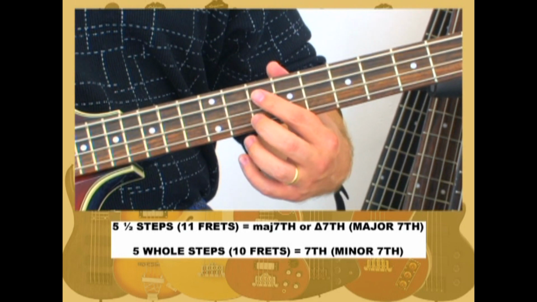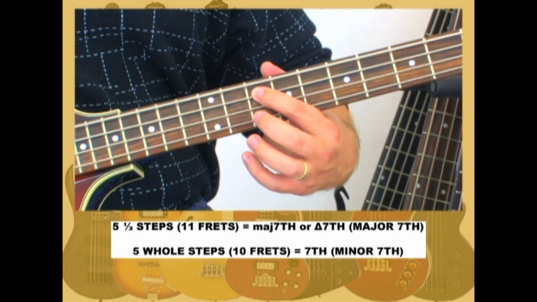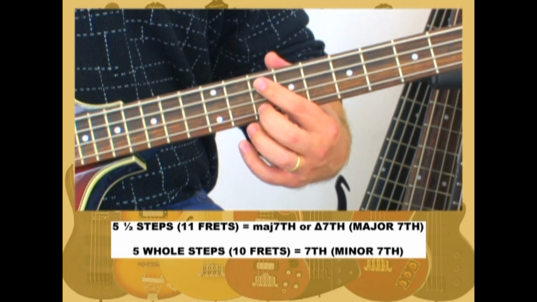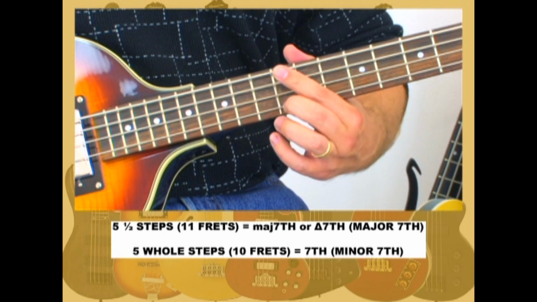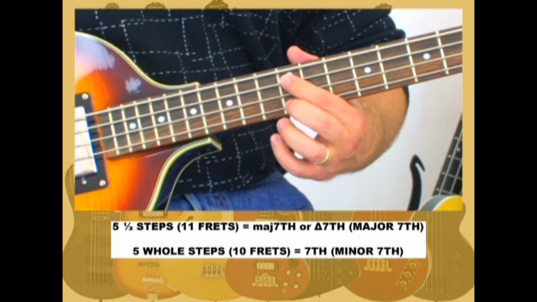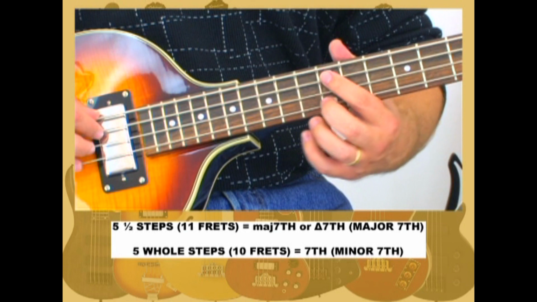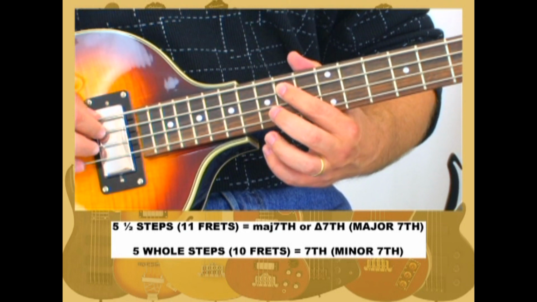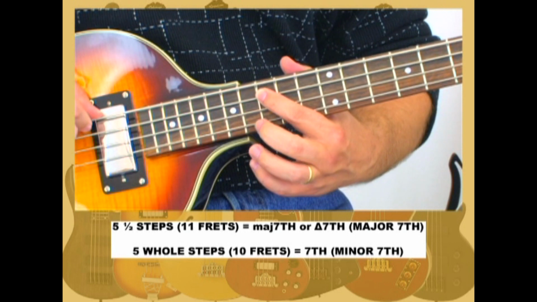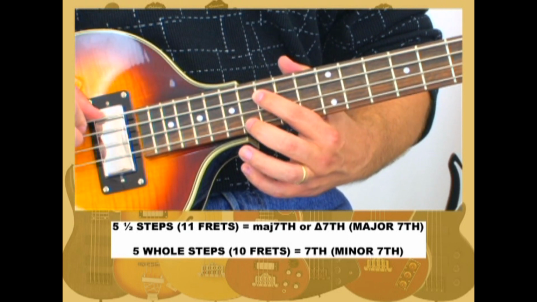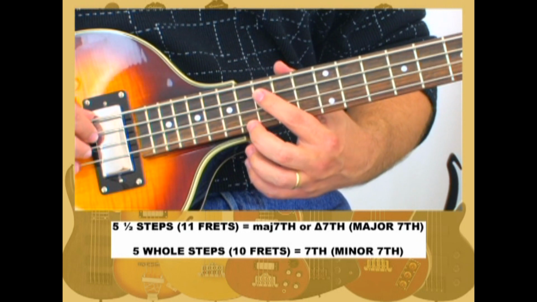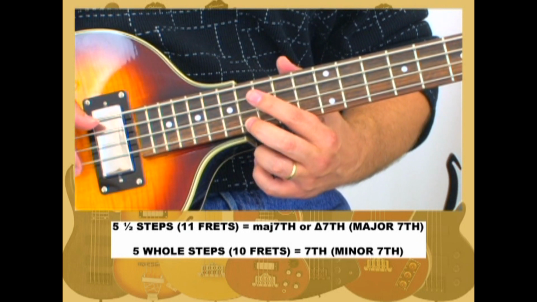G to F is a 7th interval. A to G is a 7th interval. And B to A is a 7th interval. Of course, when we reach our octave C, the interval produced is a major 7th when we add the octave B on the 1st string, 16th fret.